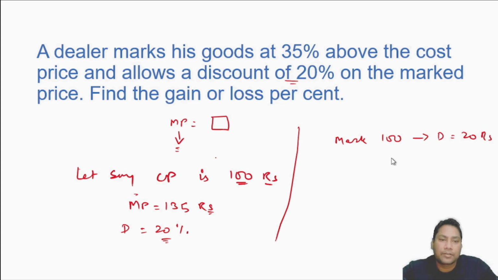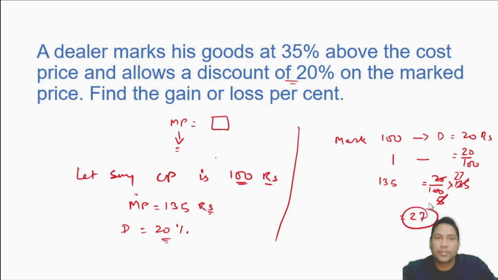Likewise, for a mark price of 1 rupee, the discount will be 20 by 100, and for 135, the discount will be 20 divided by 100 multiplied by 135. That is 27. So friend, we have calculated the amount of discount, that is 27.